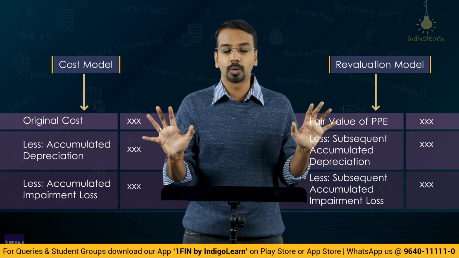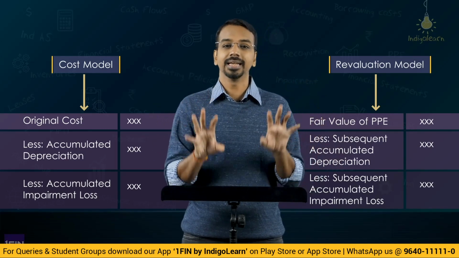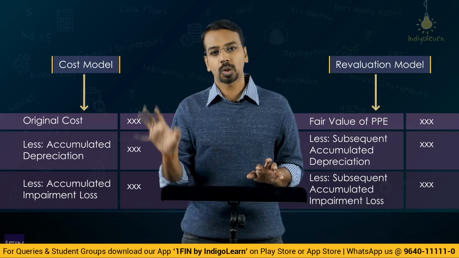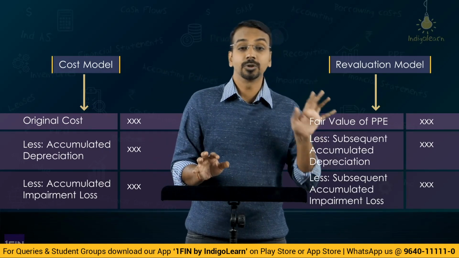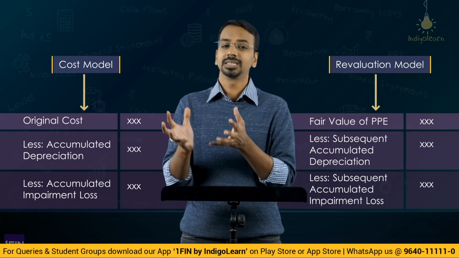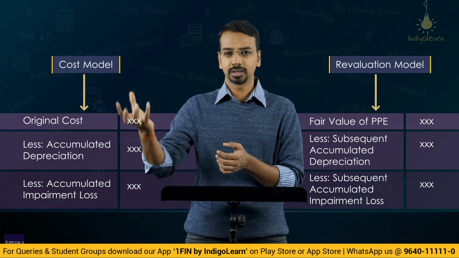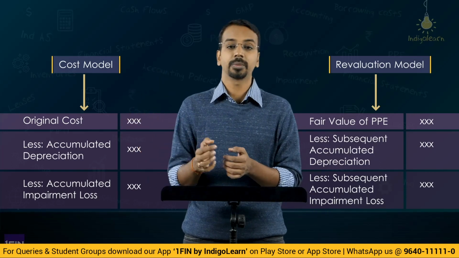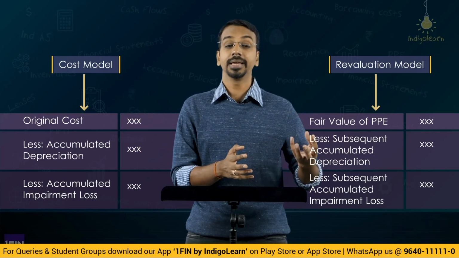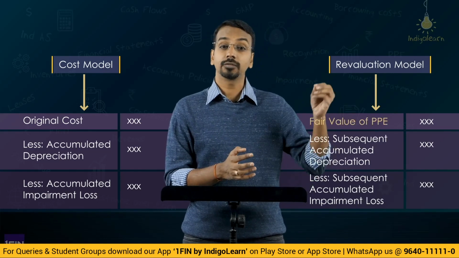So, these are the two broad models which are prescribed by Ind AS 16. Entity can either choose the cost model or the revaluation model. Now, the cost model is a simple one, right? You just need to calculate the cost, the depreciation and the impairment. When it comes to revaluation, we are saying we need to compute the fair value of that asset.